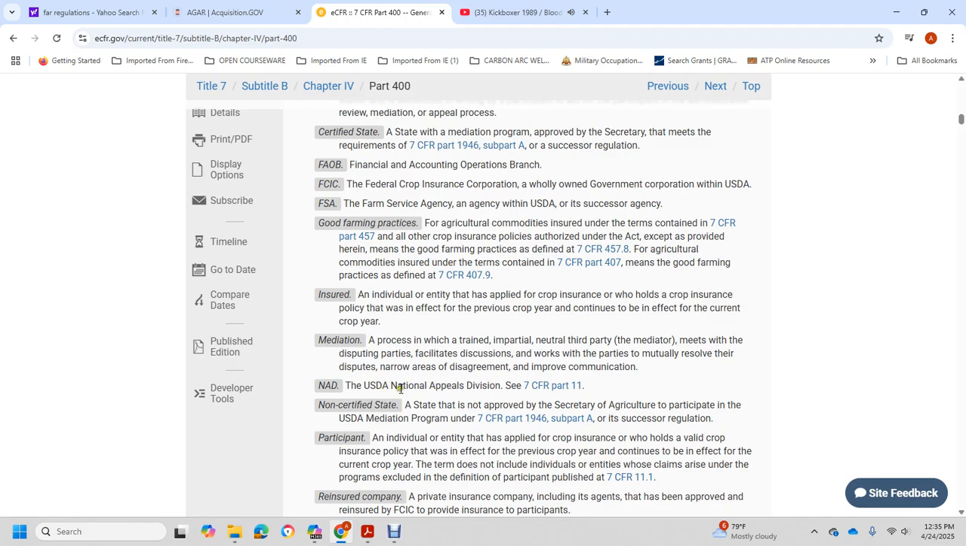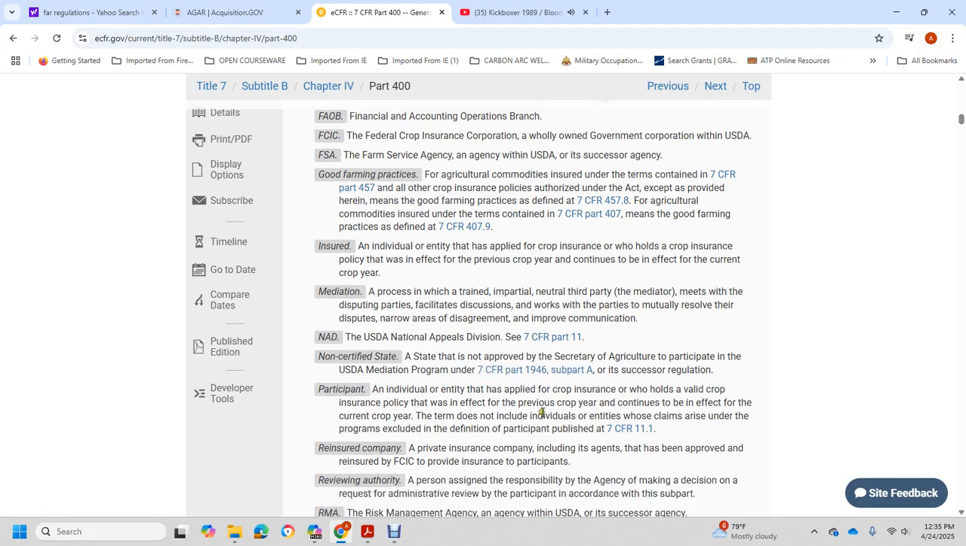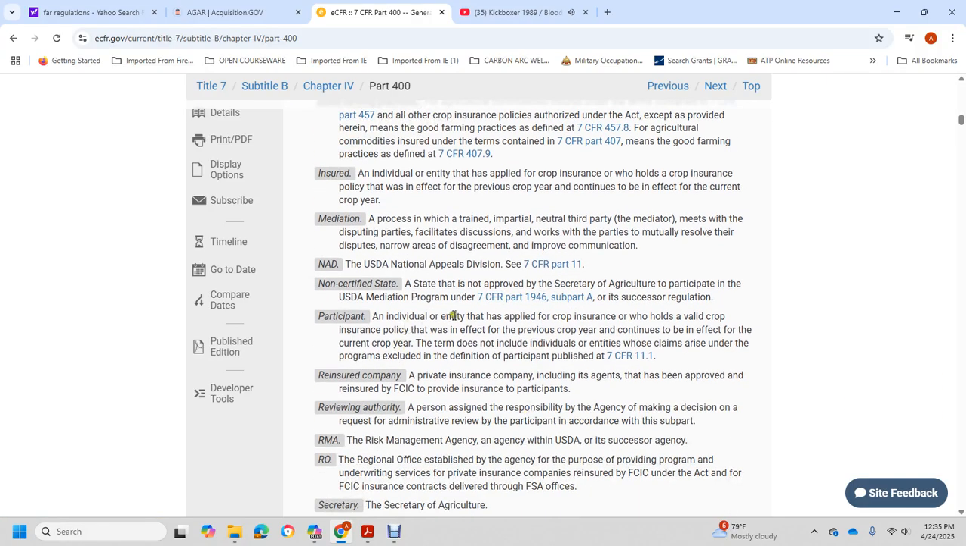Appeals Division, Title 7 CFR Part 11. Non-certified state: a state that has not been approved by the Secretary of Agriculture to participate in the USDA mediation program under 7 CFR Part 1946, Subpart A or the successor regulation. Participant: an individual who needs to apply for crop insurance, who holds a valid crop insurance policy in effect for the previous crop year and continues in effect for the current crop year. The term also includes an individual with a claim arising from the end of the program.